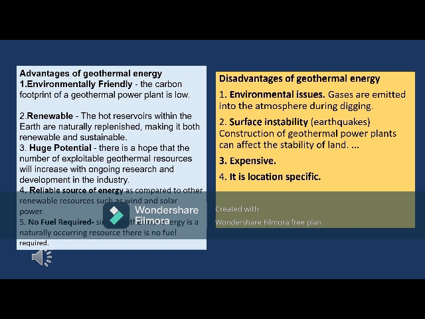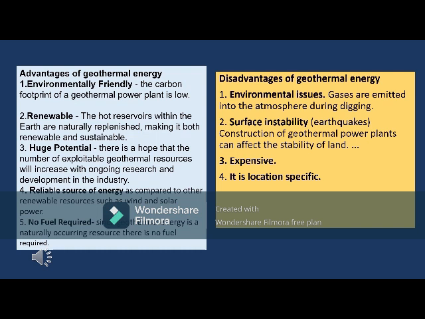Number four, reliable source of energy as compared with other renewable resources such as wind and solar power, because these two are affected by climatic changes, weather. Okay. However, geothermal power plant is said to be not affected by the changes in weather.